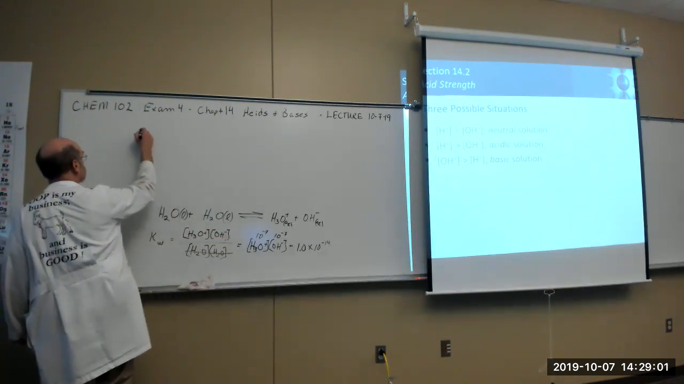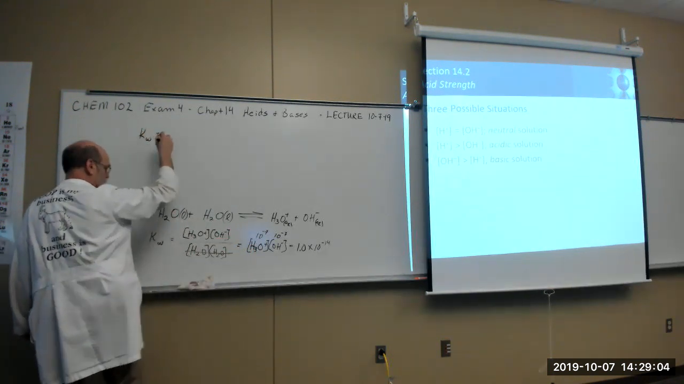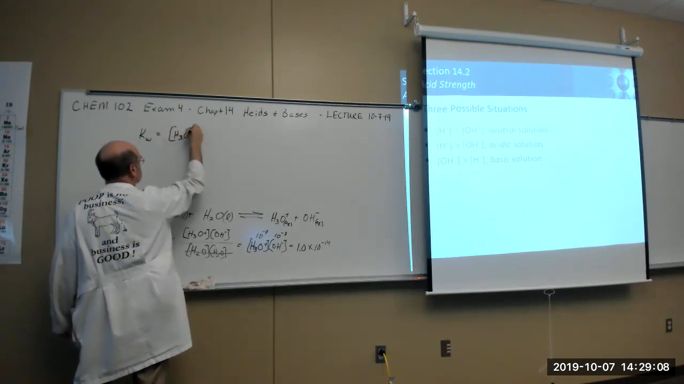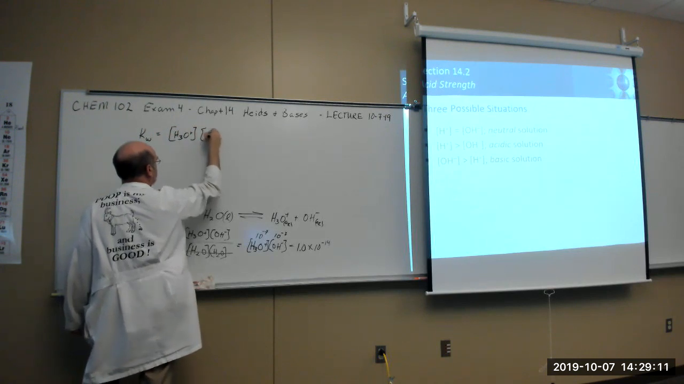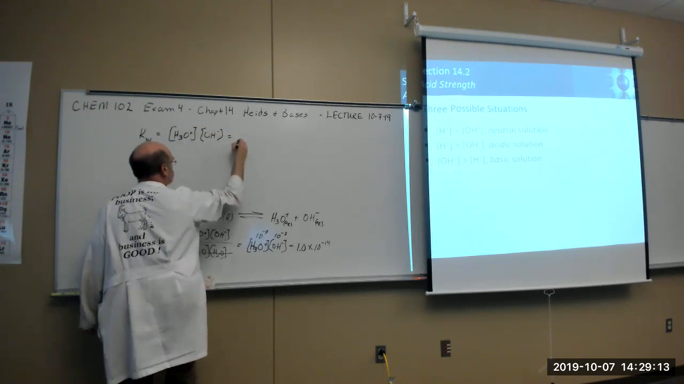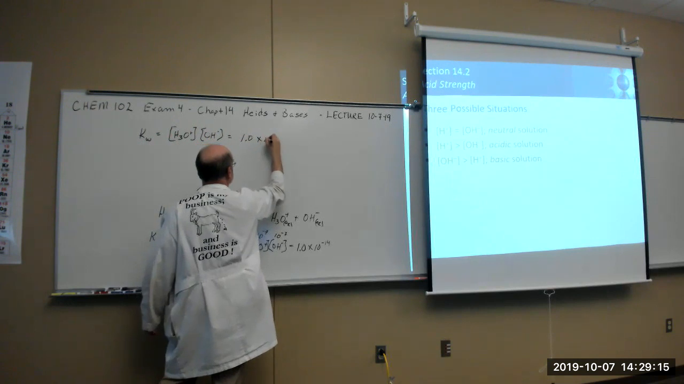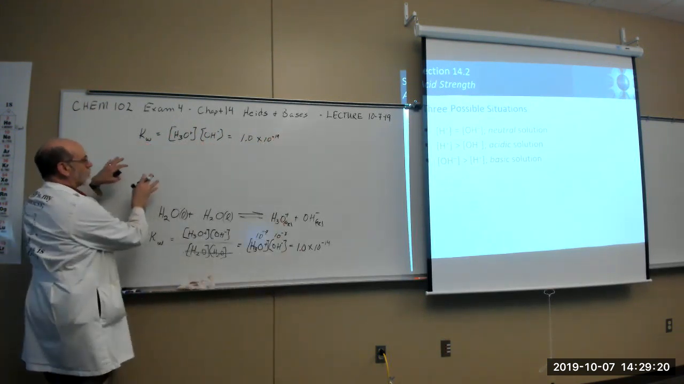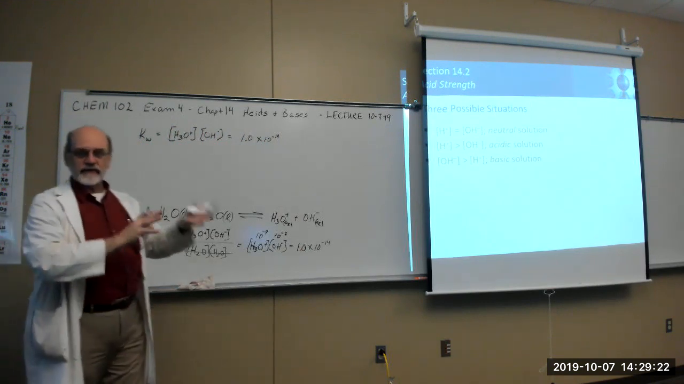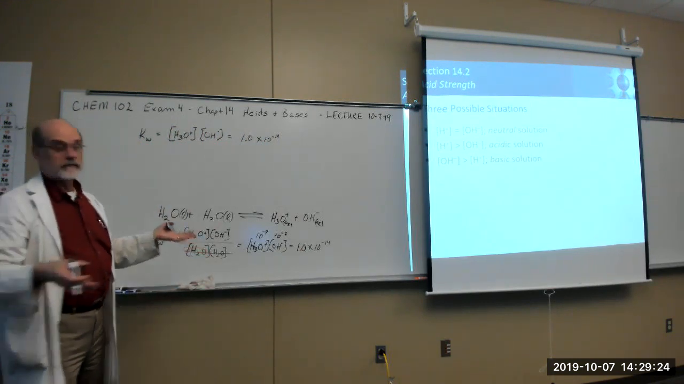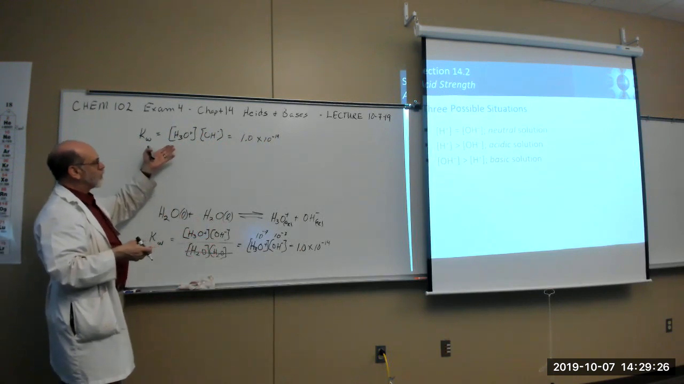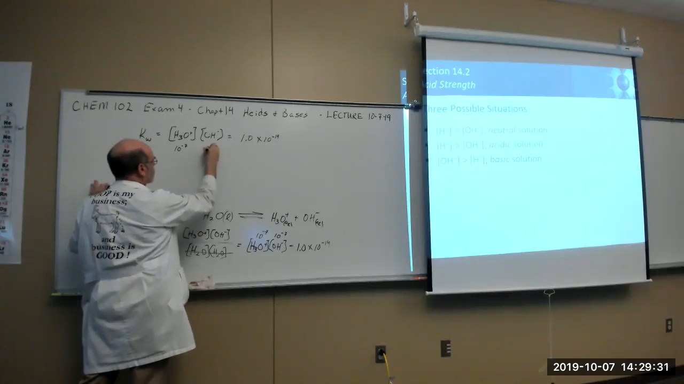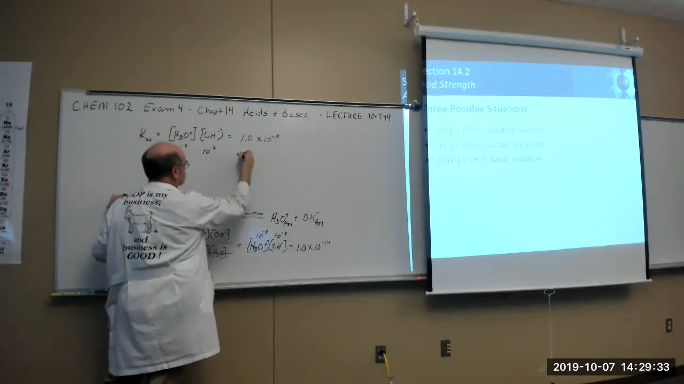So let's look at that here. Kw equals hydronium times hydroxyl, and that's equal to 1 times 10 to the minus 14. Then if it's pure water, or if we add equal amounts of acid and base, either way, you end up with 10 to the minus 7th here, 10 to the minus 7th here, and that's neutral.